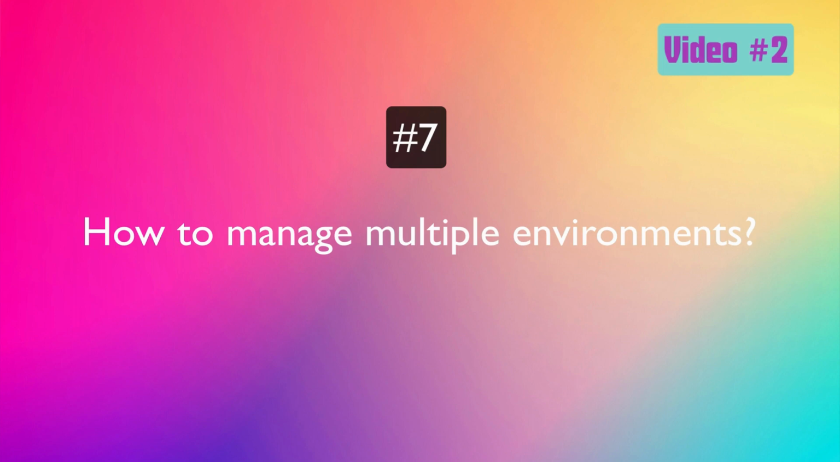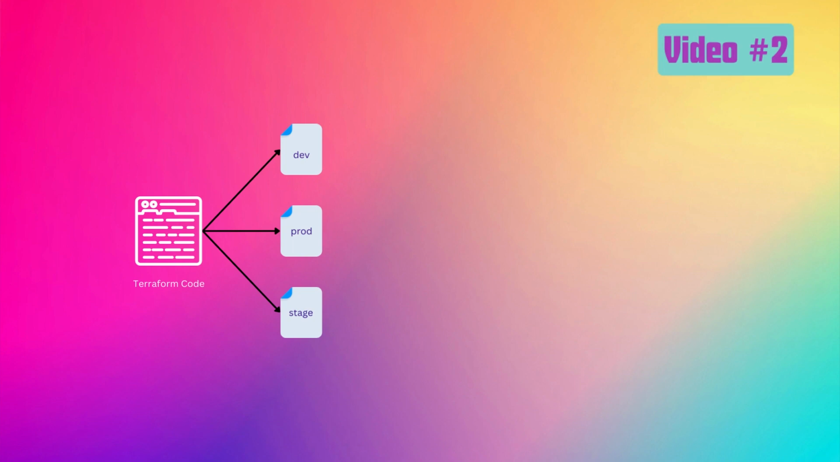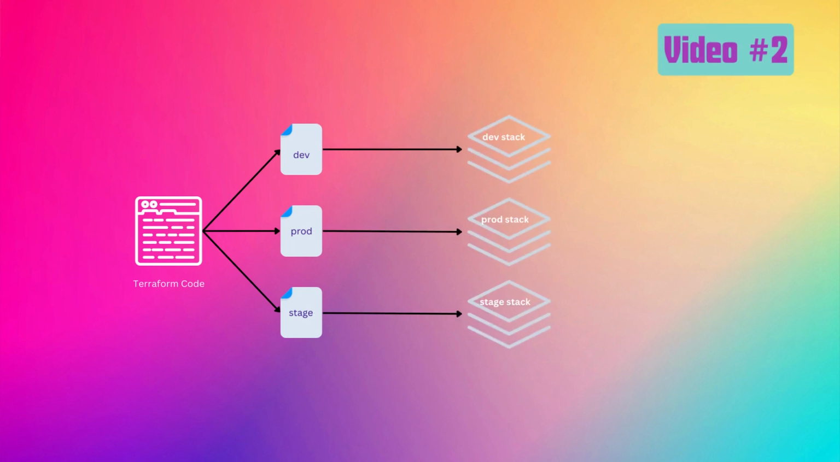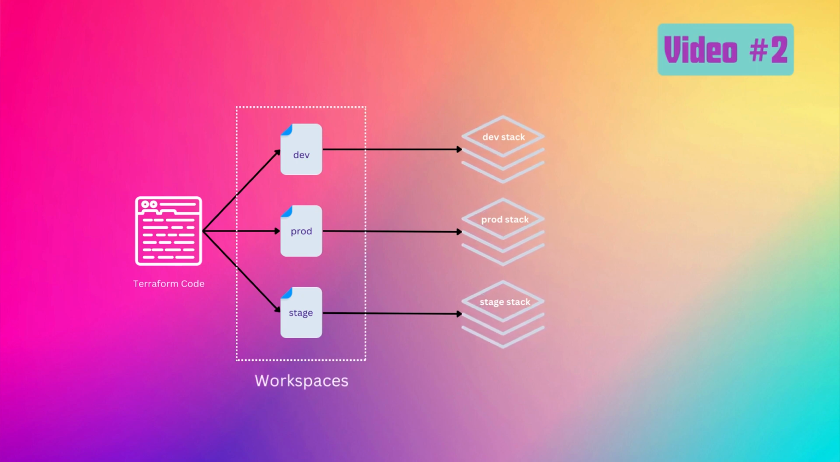The next question, how to manage multiple environments such as dev, staging, production. Source code must be single and environments must be multiple. For this, we need 3 different state files, one for each environment. Dev should have separate state file, prod separate state file, and staging separate state file. So how to handle this, how to manage this? Terraform has a concept, workspaces. We can create multiple workspaces to manage multiple environments.